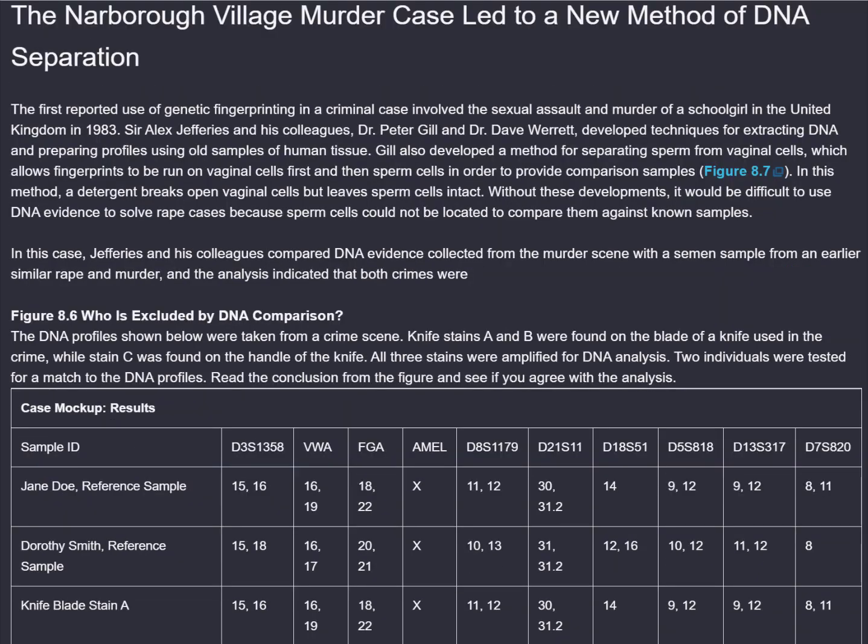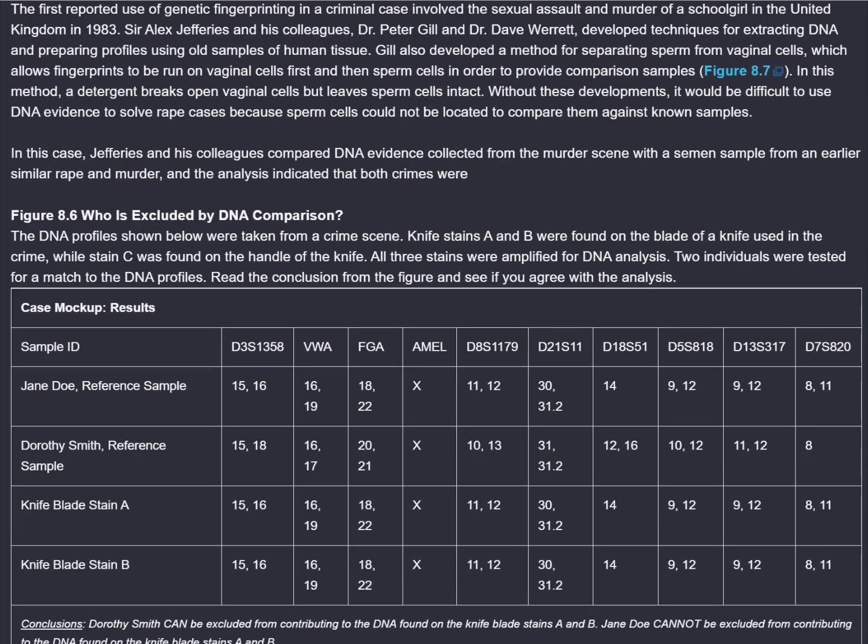The Narborough Village murder case led to a new method of DNA separation. The first reported use of genetic fingerprinting in a criminal case involved the sexual assault and murder of a schoolgirl in the United Kingdom in 1983. Sir Alec Jeffreys and his colleagues, Dr. Peter Gill and Dr. Dave Werrett, developed techniques for extracting DNA and preparing profiles using old samples of human tissue.